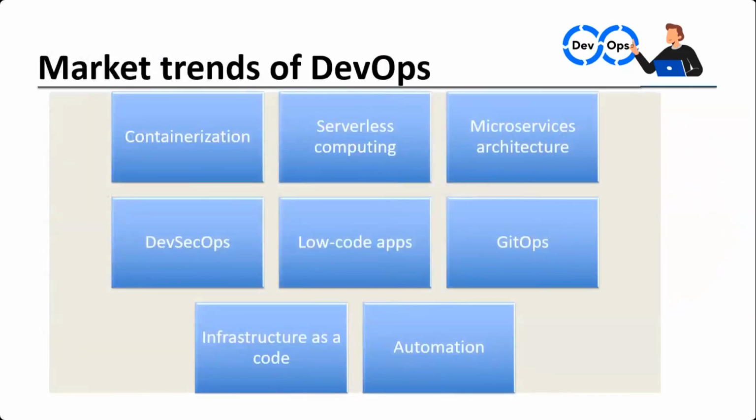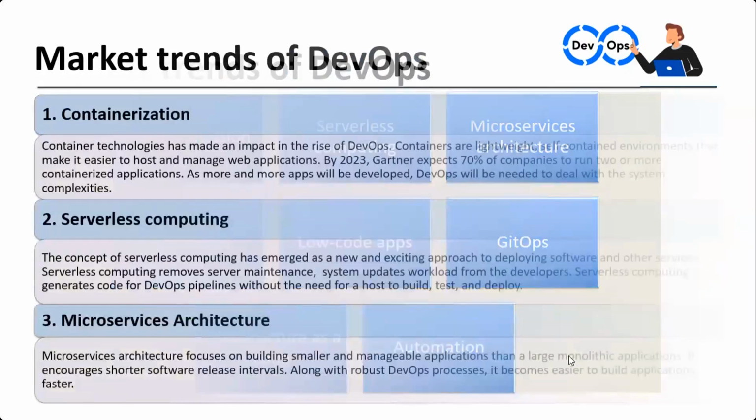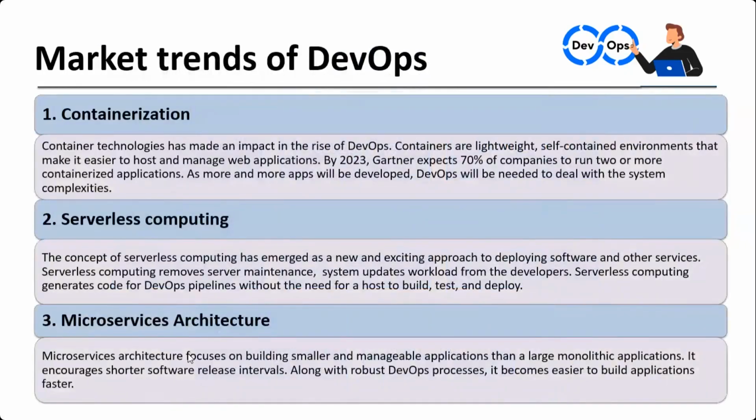And there are a few more market trends of DevOps: containerization, serverless computing, microservices architecture, and development security operations. This is a newcomer, a new improvement of DevOps with security added on. Also low-code applications, GitOps, infrastructure as code, and automation. And this is the explanation of each. You can go through it.